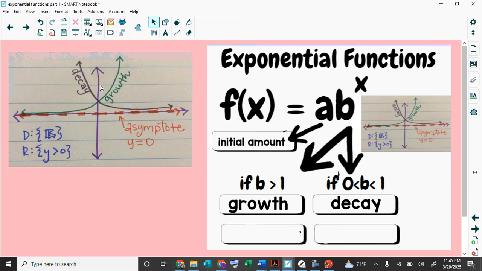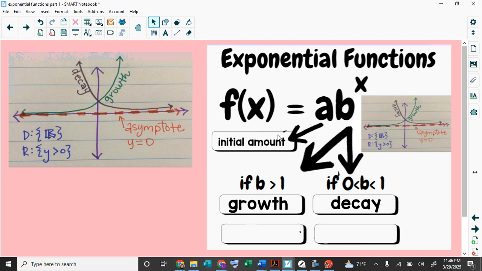We have talked about this line right here that's dotted, that each of these graphs gets really, really close to but never touches. It's the asymptote. And here on these, the asymptote is y equals 0 because it's a horizontal line. Our domain for all exponential functions is all real numbers because I can go as far to the left and as far to the right. But my range, I can't go past this asymptote. I can't touch the asymptote. I can't go past it. So it's y is greater than 0.